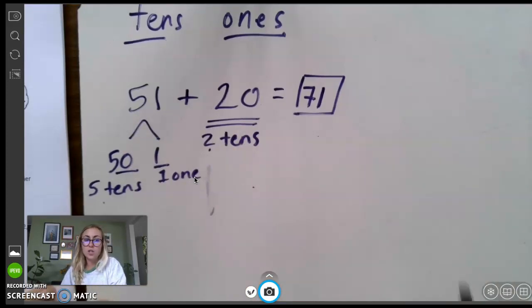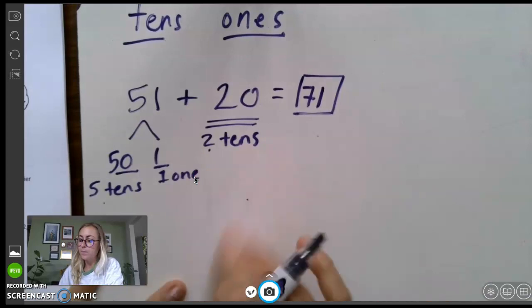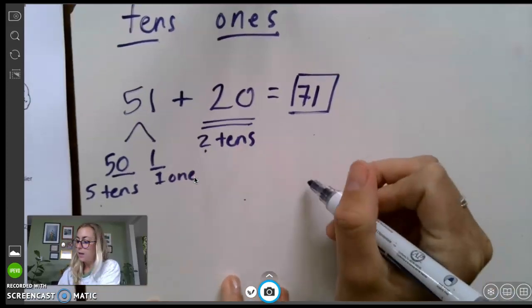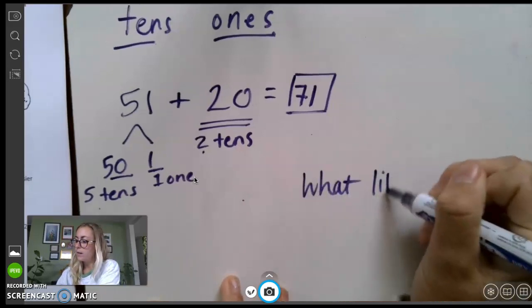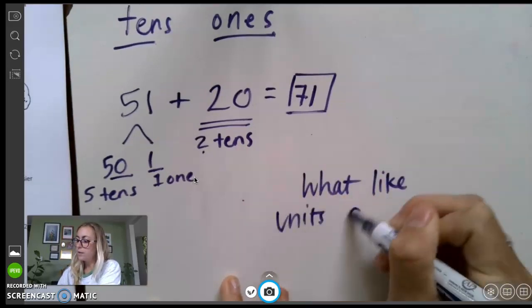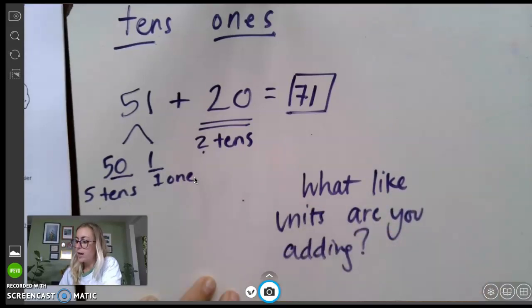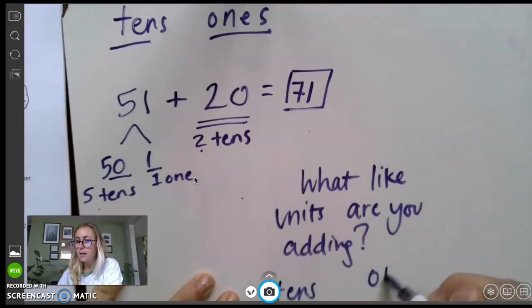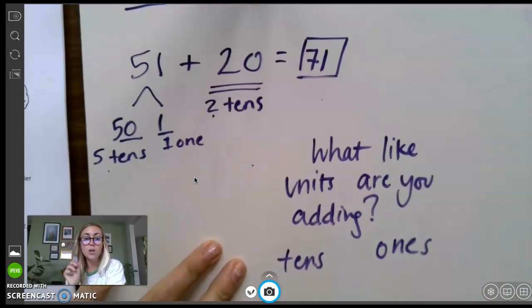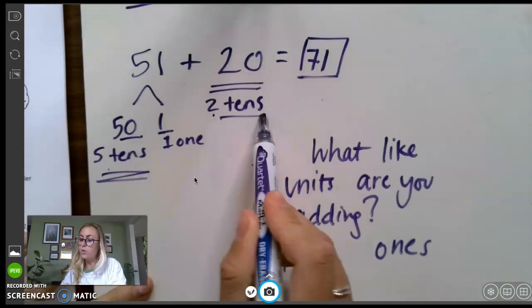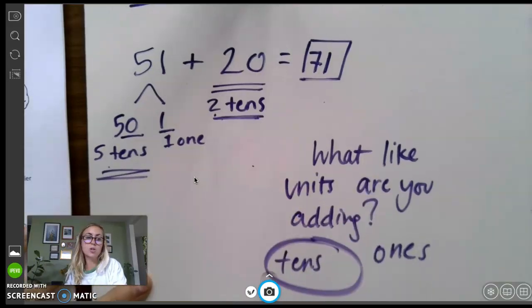On your next question, you're also going to see a question, and you saw it in the last slide, that says something like, what like units are you adding or subtracting? And it's going to say tens and ones, like this. And I want you to circle which one it would be. So in this case, did you add tens or did you add ones? That's right, you worked with the tens. So you're going to circle tens.